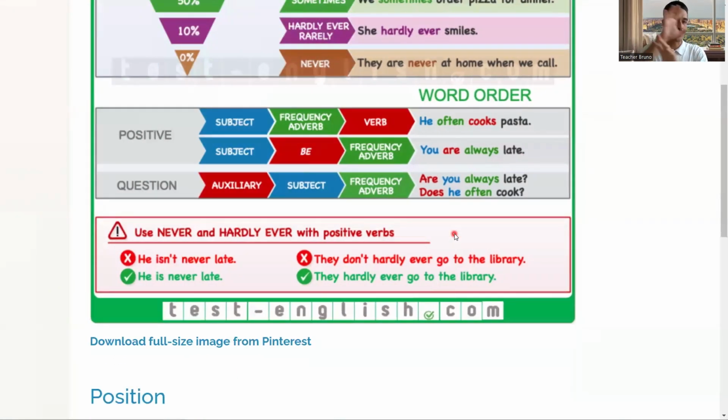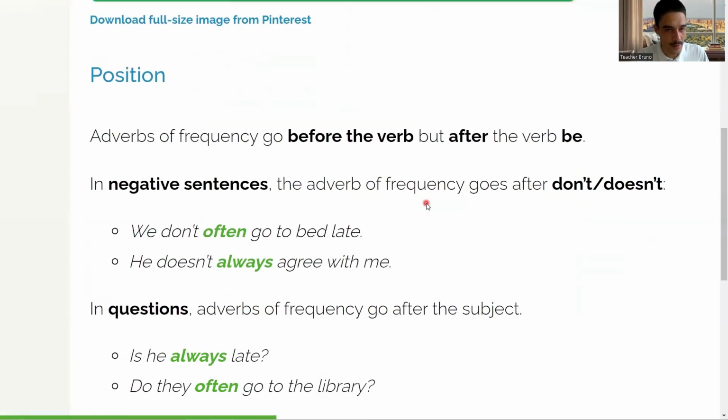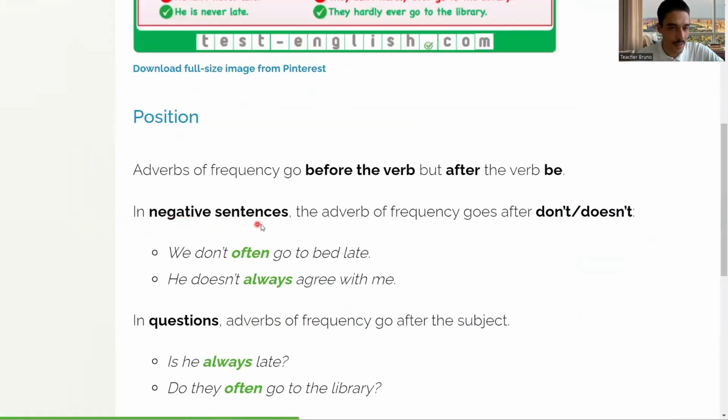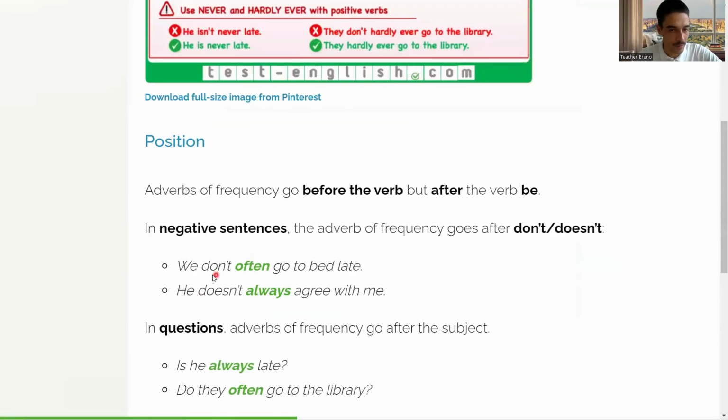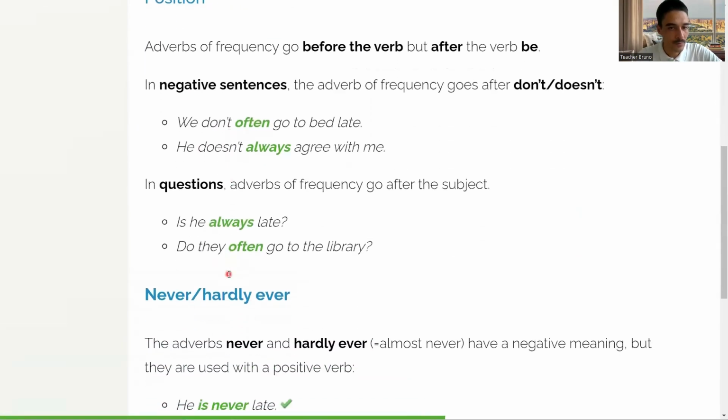For questions, of course, we have to change the position of the verb and the subject. Are you? And for questions in the present simple, we start with the auxiliary do or does. In negative sentences, the adverb of frequency goes after don't and doesn't. We don't often go to bed late. He doesn't always agree with me. After the auxiliary.